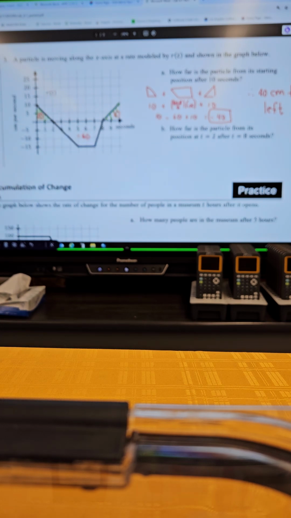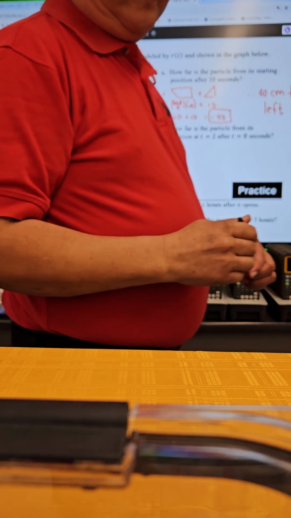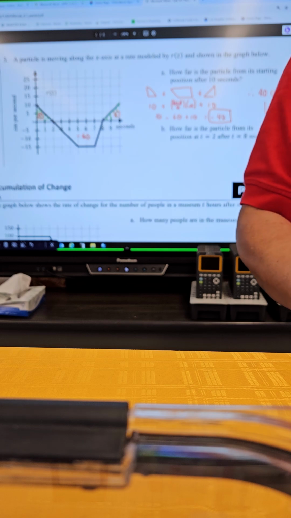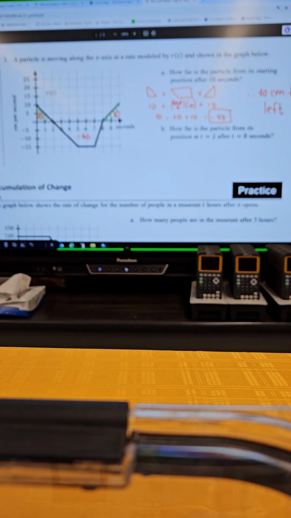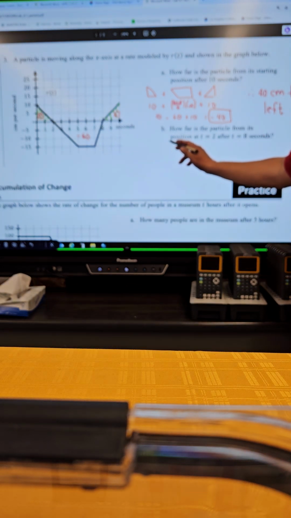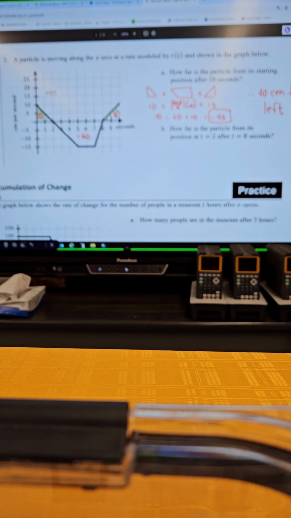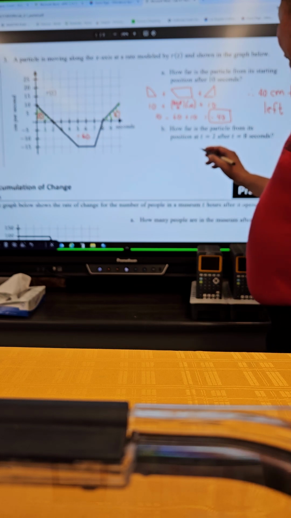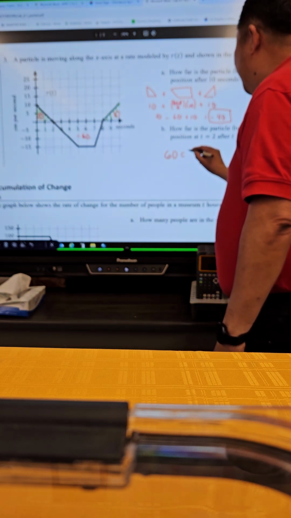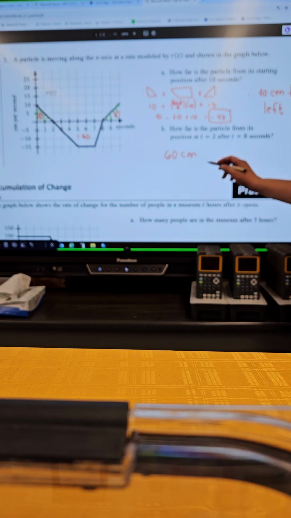Question. How far is the particle from its position at t equals 2 after t equals 8 seconds? From 2 to 8, what is that? Negative 60. But what is negative 60? 60 what? What's the unit? Centimeter. Okay? So 60 centimeters to the left.